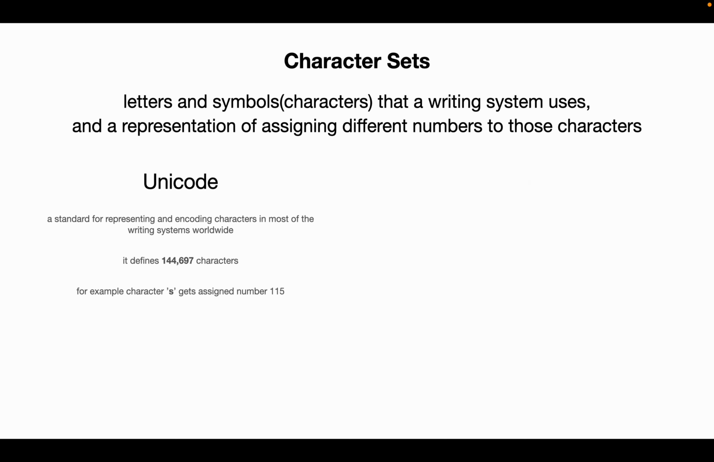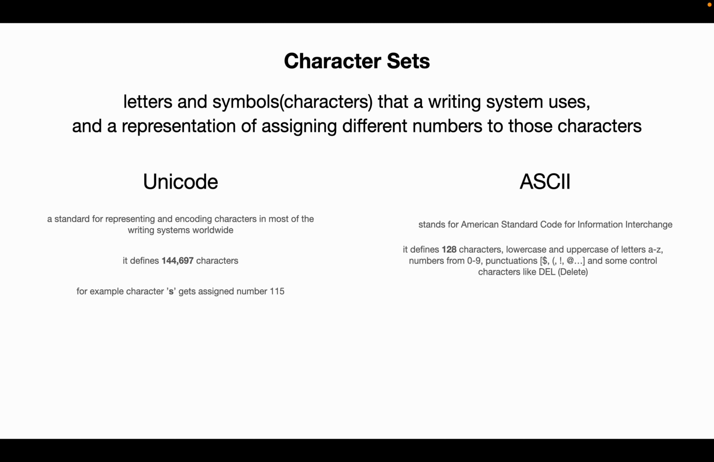Another common character set is ASCII. It stands for American Standard Code for Information Interchange, and it only defines 128 characters. Lowercase and uppercase letters A to Z, numbers from 0 to 9, some punctuation and symbols like $, parentheses, tilde, ampersand, and so on. And also some control characters like delete, backspace, control, and a couple more. It's just a subset of Unicode, and because of that, its characters have the same number as Unicode. Again, for example, character lowercase s gets assigned number 115.